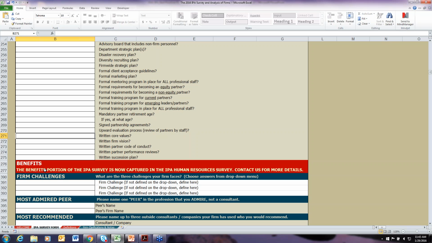If you are with an association who has added a couple of extra questions, there will be a section between benefits and firm challenges. Be sure to answer that section for your association itself. If not, everybody jumps to firm challenges here starting in row 390. Please select from the drop-down menu that we've provided, which includes some of the most common answers that we have received in terms of firm challenges. And if it's not listed here, just indicate other and then type in the firm challenge in column C.